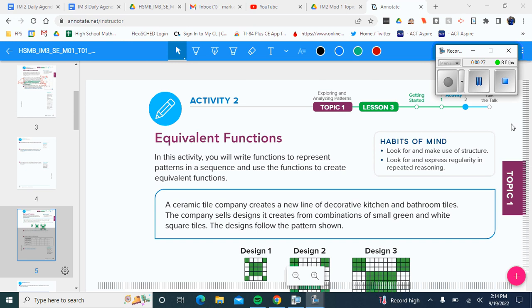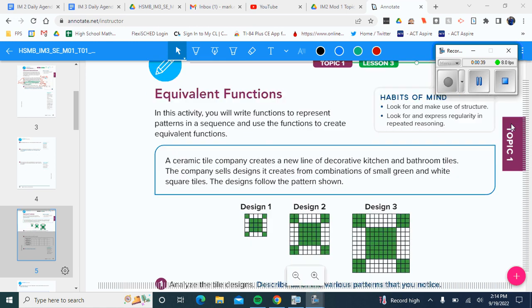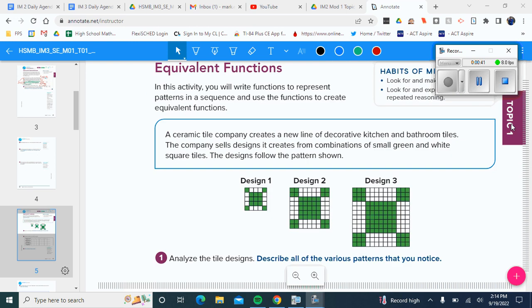that may be asked about that pattern. It says a ceramic tile company creates a new line of decorative kitchen and bathroom tiles. The company sells designs it creates from combinations of small green and white square tiles. The designs follow the pattern shown. We have design 1, design 2, design 3 shown to us.